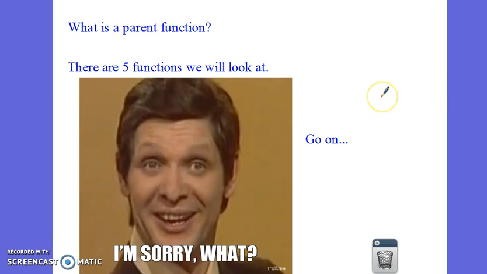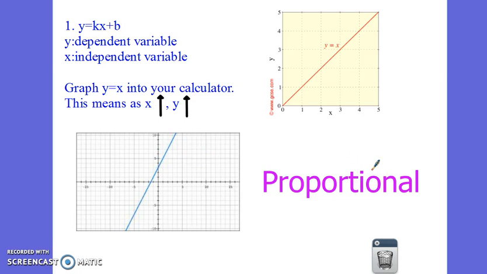There are 5 functions we're going to look at. The first one being a direct relationship, or a proportional relationship here. So, just like we saw, y equals kx plus b, k being our slope, you've also seen that as m, and b being our y-intercept. If you were to graph y equals x into your calculator, this is what you get. As you can see, as our x variable increases towards infinity, our y variable also increases towards infinity.